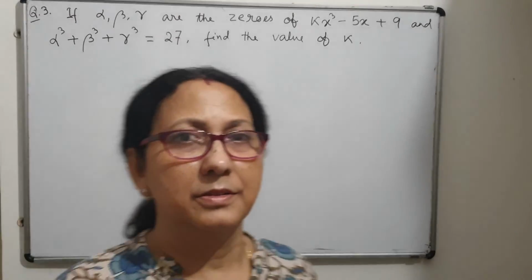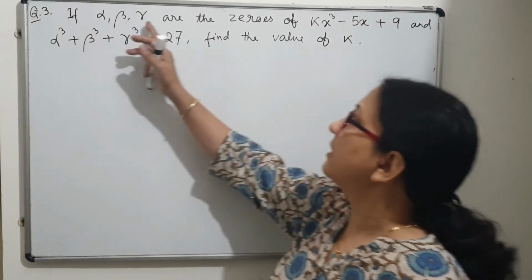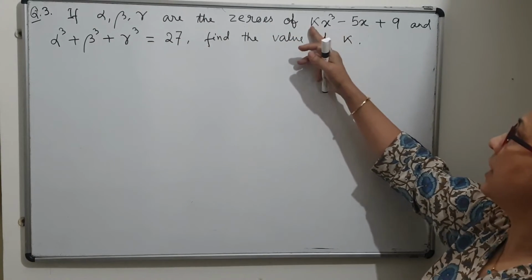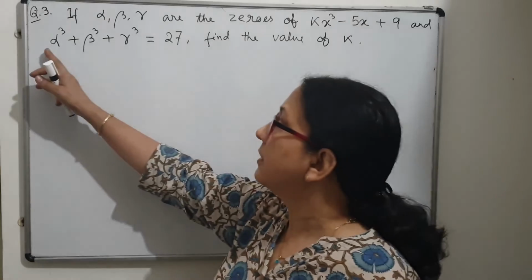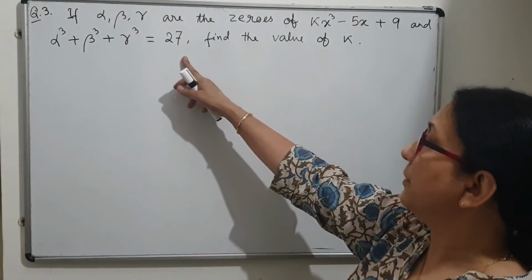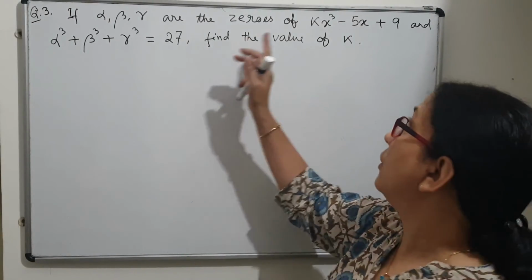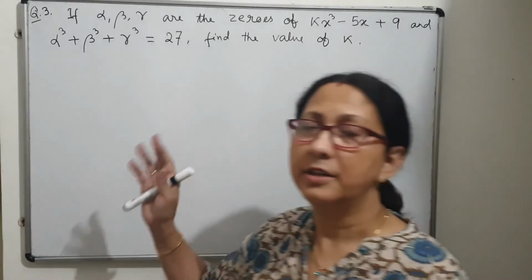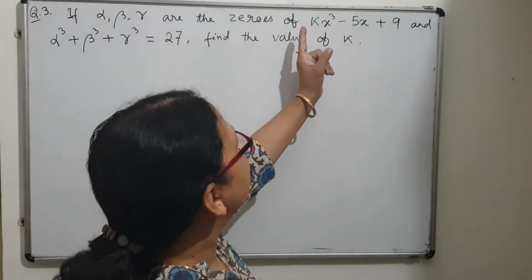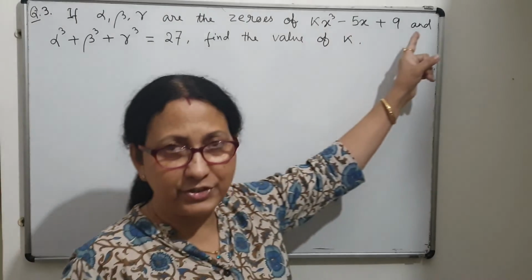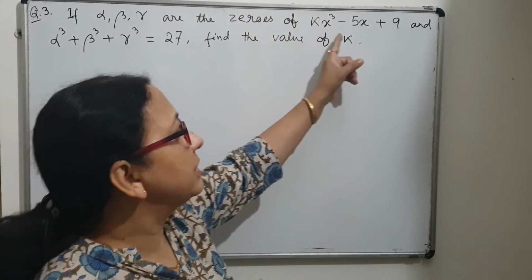Next question. If alpha, beta, gamma are the zeros of kx cube minus 5x plus 9 and this is given to you, then you have to find the value of k. This is the question. Again, first of all, I will be writing the values of the coefficients and comparing with the standard one.